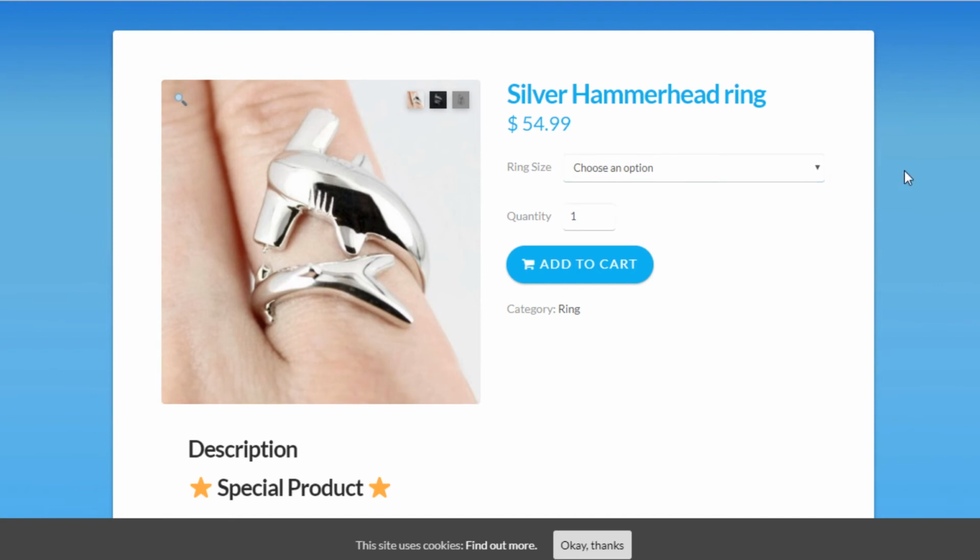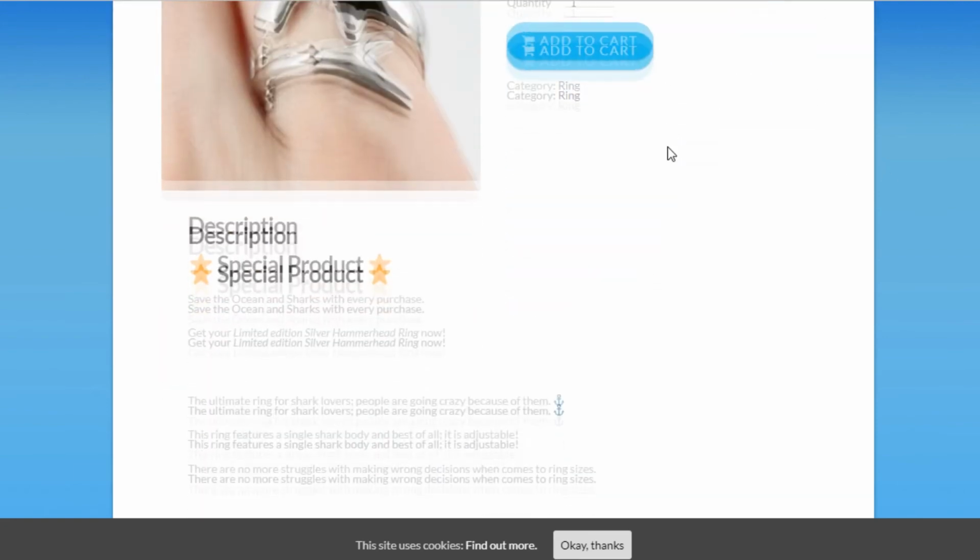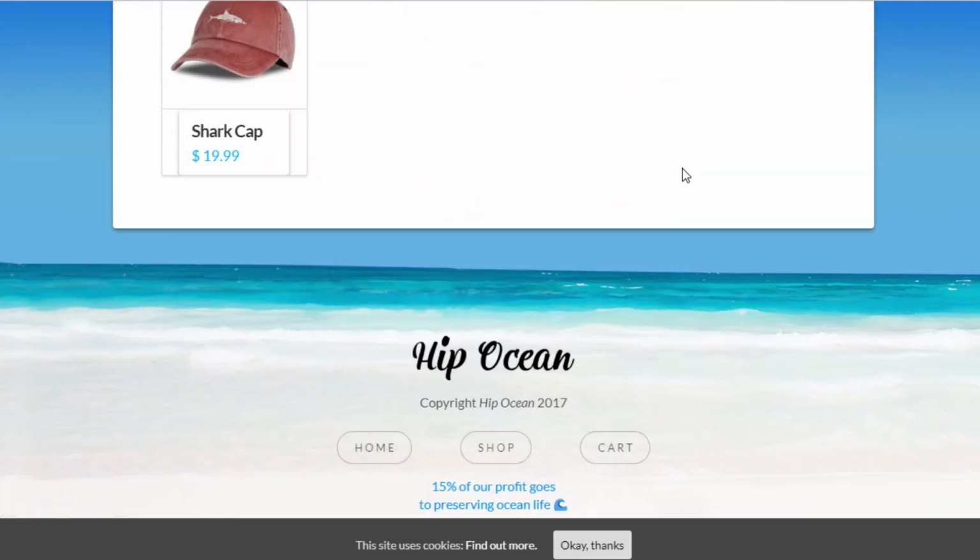This silver hammerhead ring right here can be worn by pretty much anyone. It doesn't necessarily need to be a person who's in any way affiliated with scuba diving or any sort of recreational activity or water sport. It could just be a person who's interested in following the content, who's passionate about this sort of content, and they can buy a ring to represent that. And a lot of times people do actually do so.